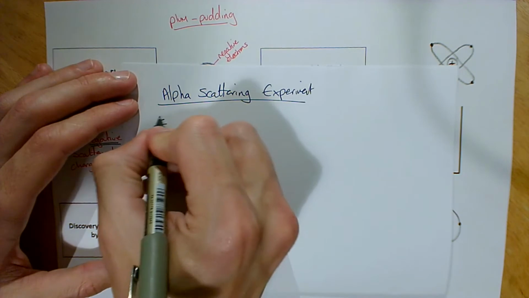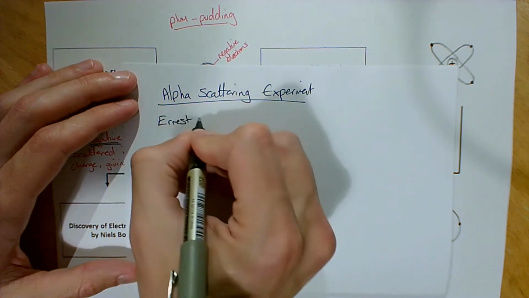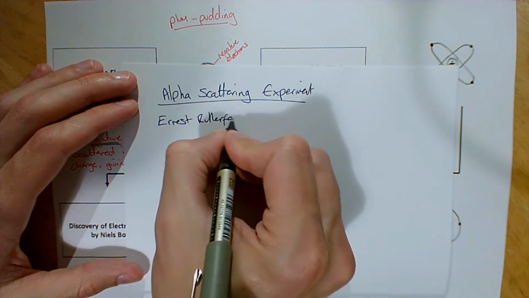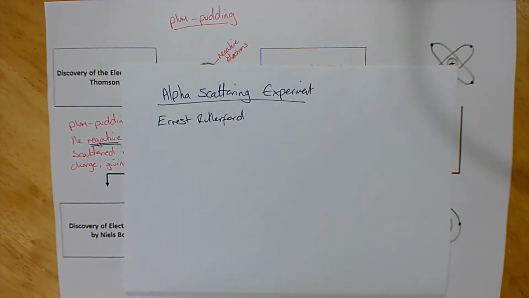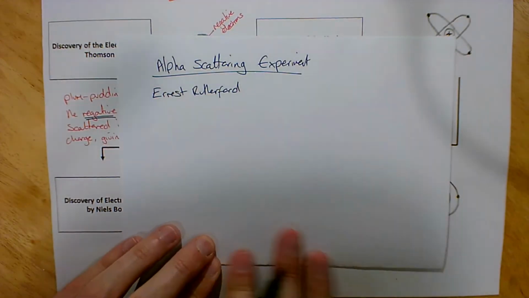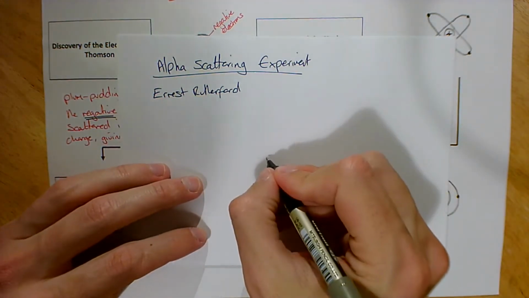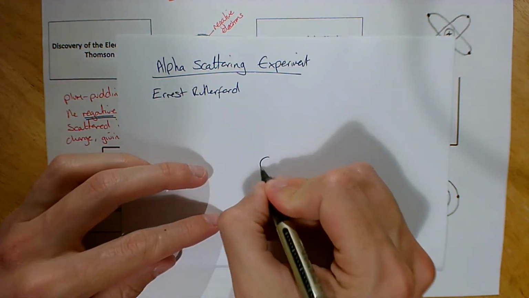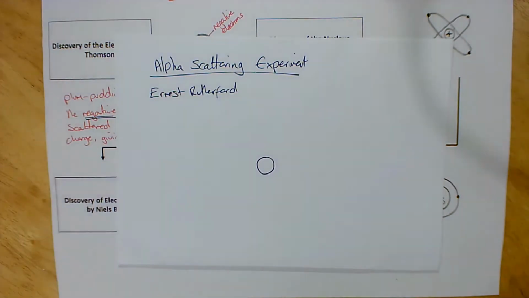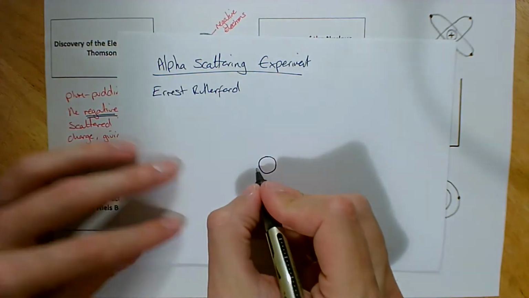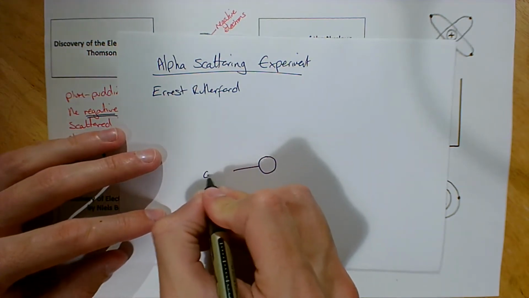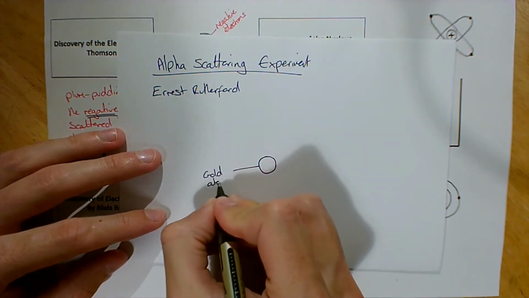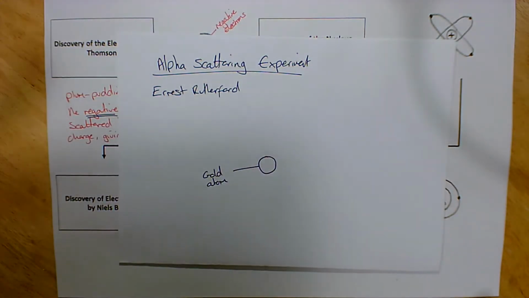And this was carried out by Ernest Rutherford. And it's reasonably simple. What he was doing was he would take a thin sheet of gold that was as close to being one atom thick. So essentially he had atoms of gold. And what he was doing was he was bombarding them. If I just label that, so that's a gold atom. And he was firing alpha particles at it.